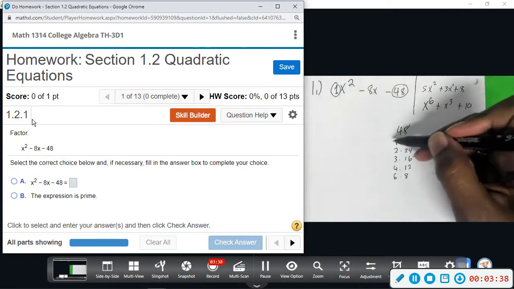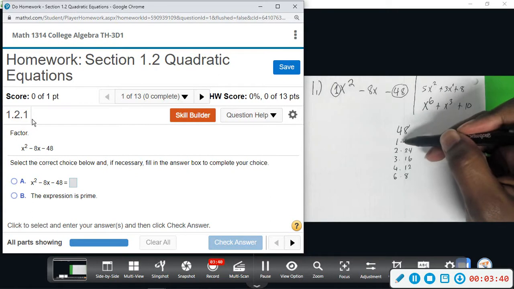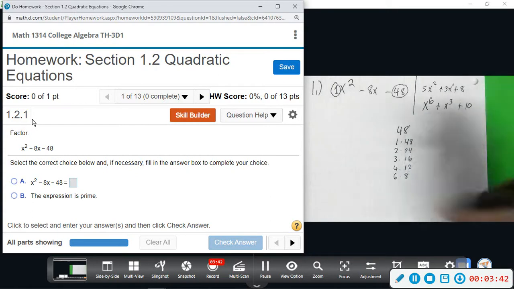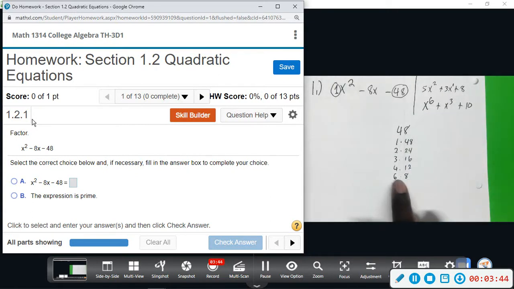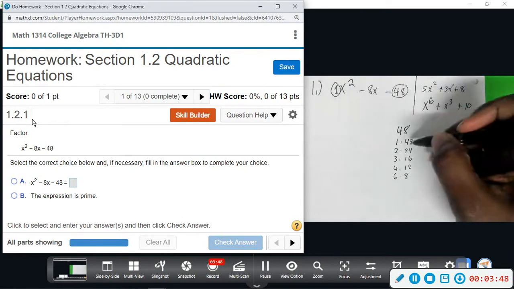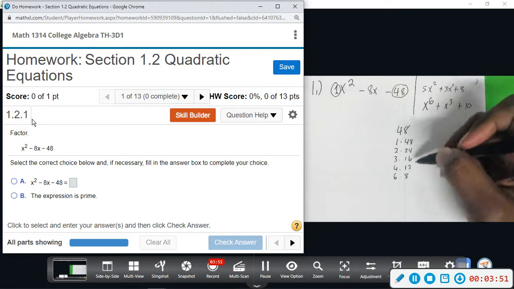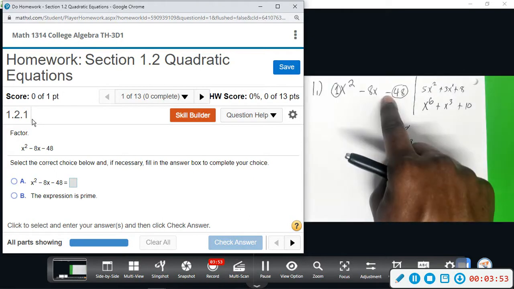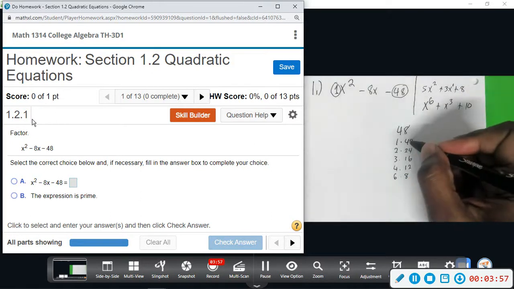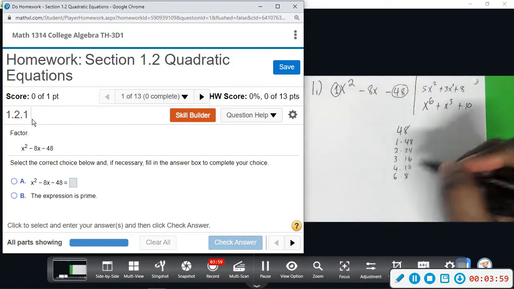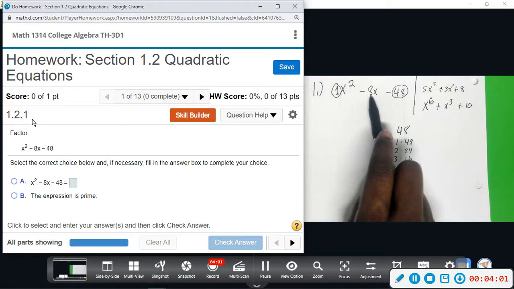As you go down the list, I always start with 1 and itself, and the numbers get closer and closer together. So when they get really close, you're probably getting to the end of your list. So 6 and 8 is the last one. Well, how do we know which of these numbers to use? You go to this sign. This sign is a negative. That means you want to subtract these pairings, and you want to know which of these equal the middle number. So we use the first, the last.